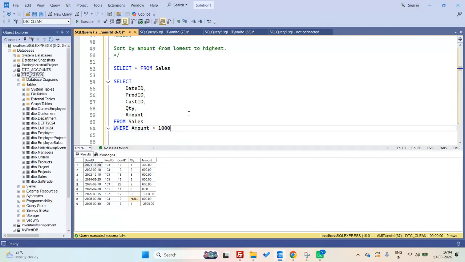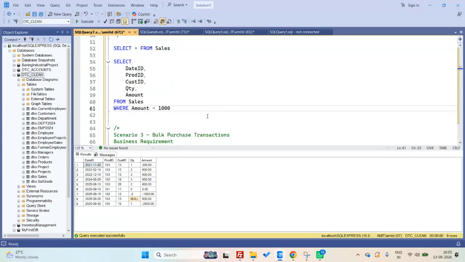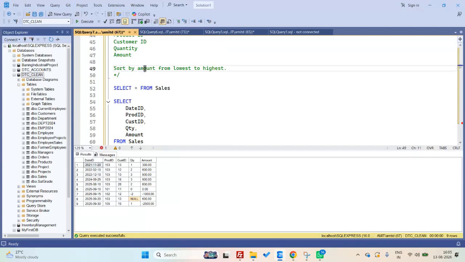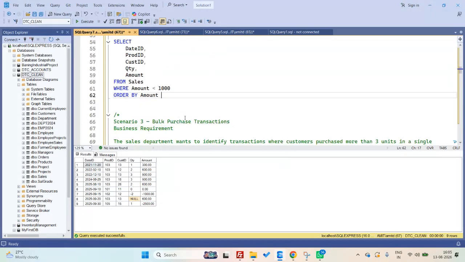Now it is saying sort by amount from lowest to highest. For sorting, definitely we all know that we have to use order by, because order by is the key where we can sort in ascending or descending order. Use order by amount, right? Lowest to highest means ascending, ASC.